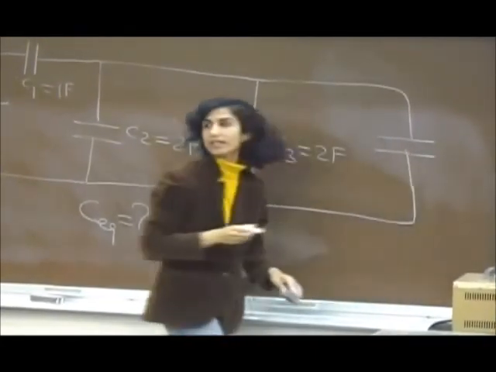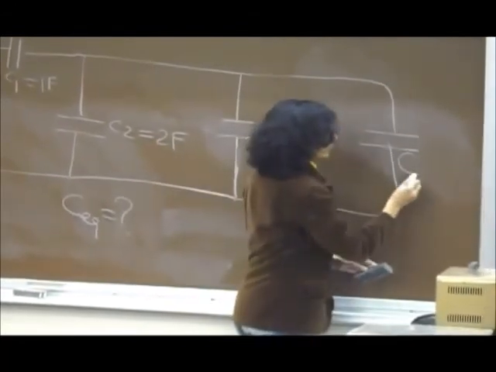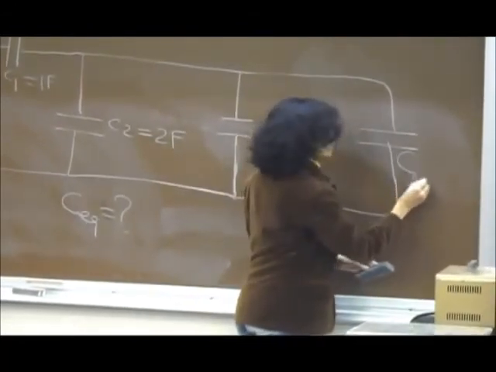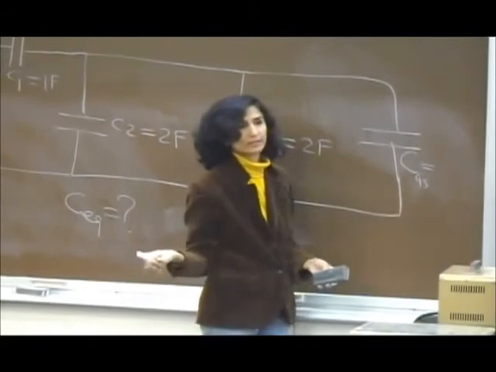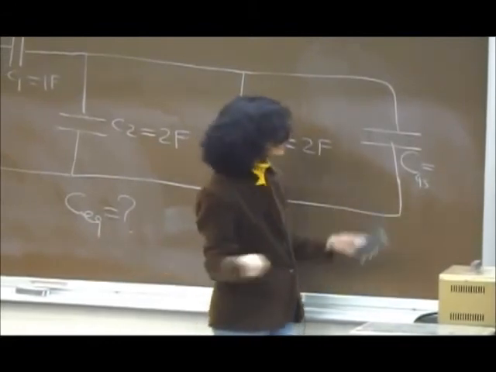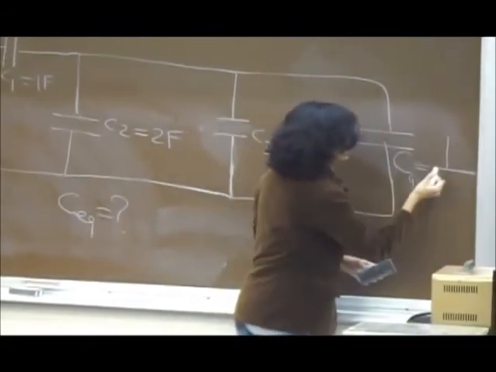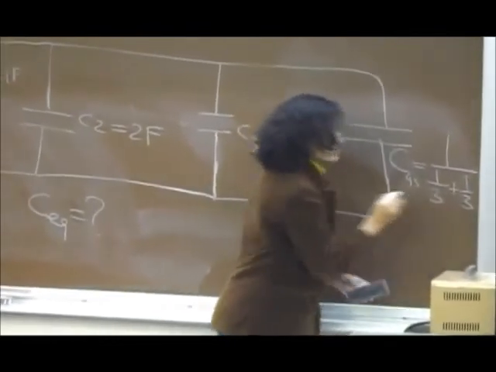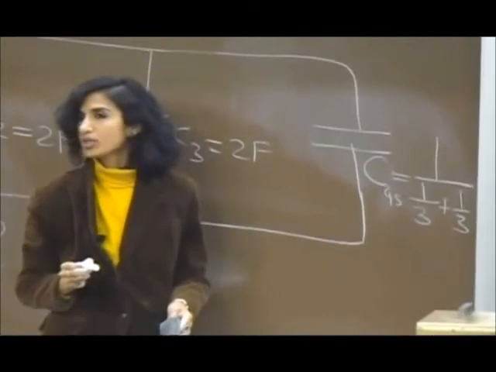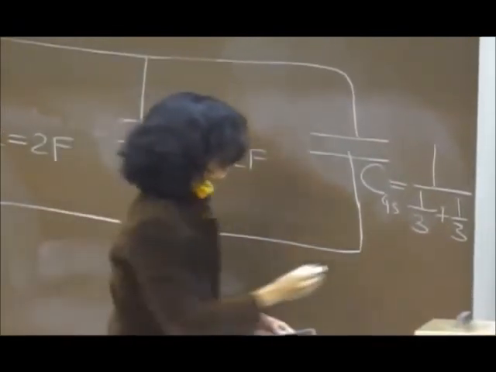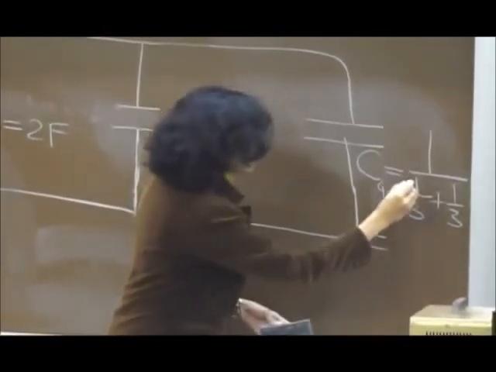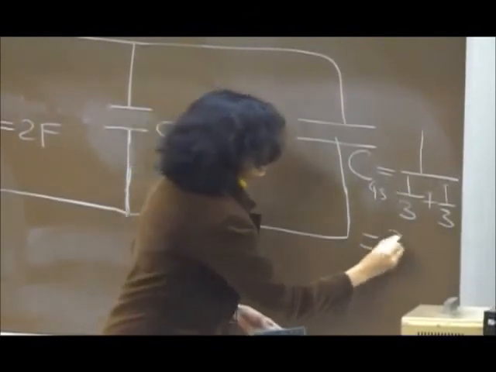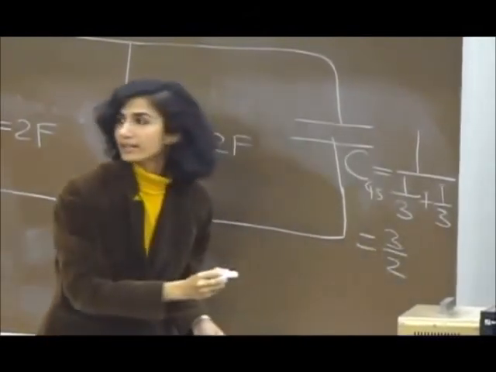And what would be the equivalent? Let's call it the equivalent of 4 and 5. Let's give it a name, C45. Out of lack of creativity, let's just give it that name. And that would be what? 1 over 3 plus 1 over 3. How much is this then? This turns out to be 3 over 2, right? Farad.